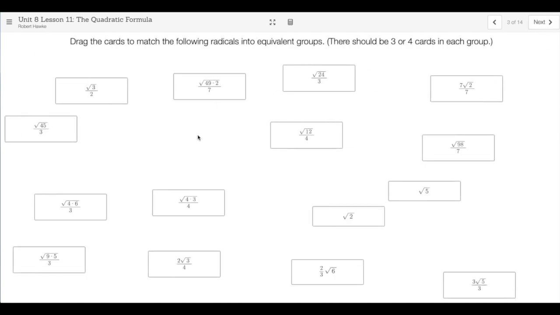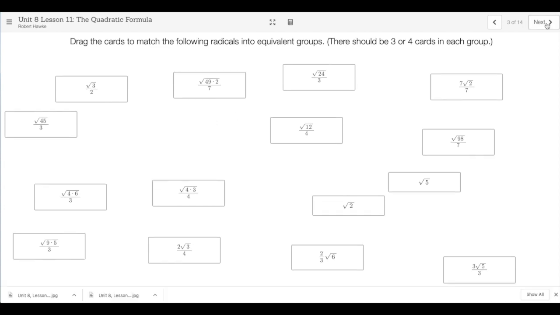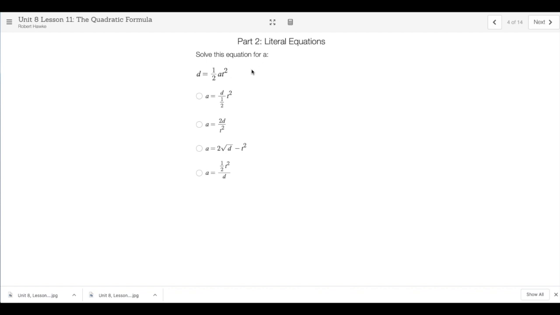The next screen has the same thing, except now there's some fractions involved, so it'll be a little more complex. Then you're going to go on and just get a quick reminder about literal equations. So here you're going to try to solve this equation for A. If you get stuck, the next slide has a short video that will explain a different example. Then you're going to come back here.